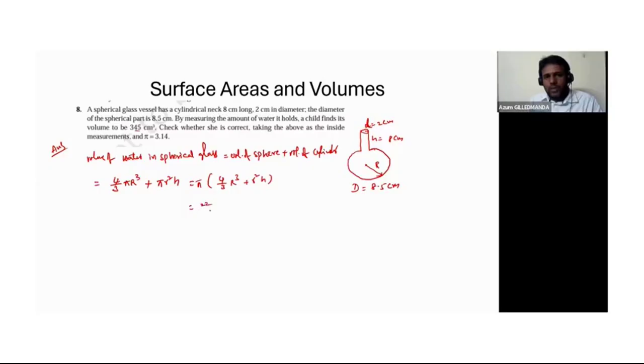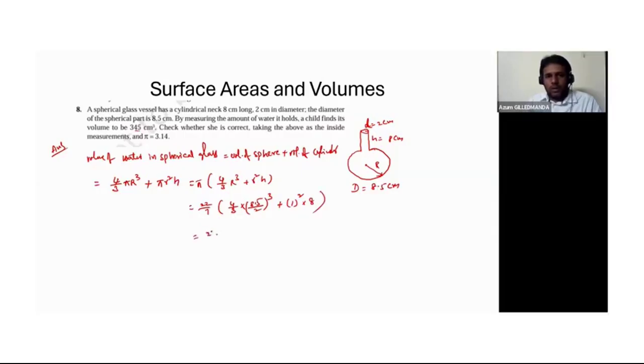So 22 by 7 into 4 by 3 into what is capital R? Capital R is 8.5 by 2. That means I can substitute like this, 8.5 by 2 whole cube, or 4.25 you can do, right? Plus smaller r is how much? 1 centimeter, right? So 1 square into h. H is how much? 8 centimeters.